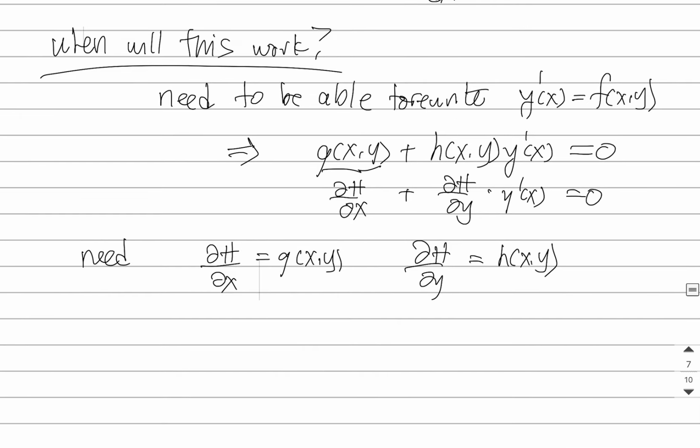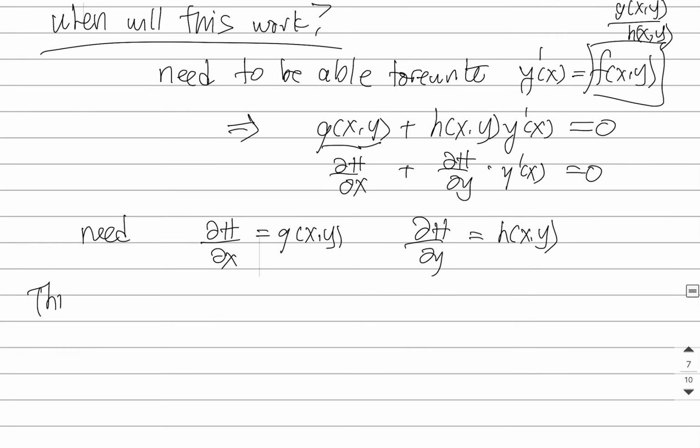So again, perhaps a better way to see this here would be to realize that you could write this thing as a fraction here. So you could write it as g of x and y over h of x and y. And then you could separate that all out.